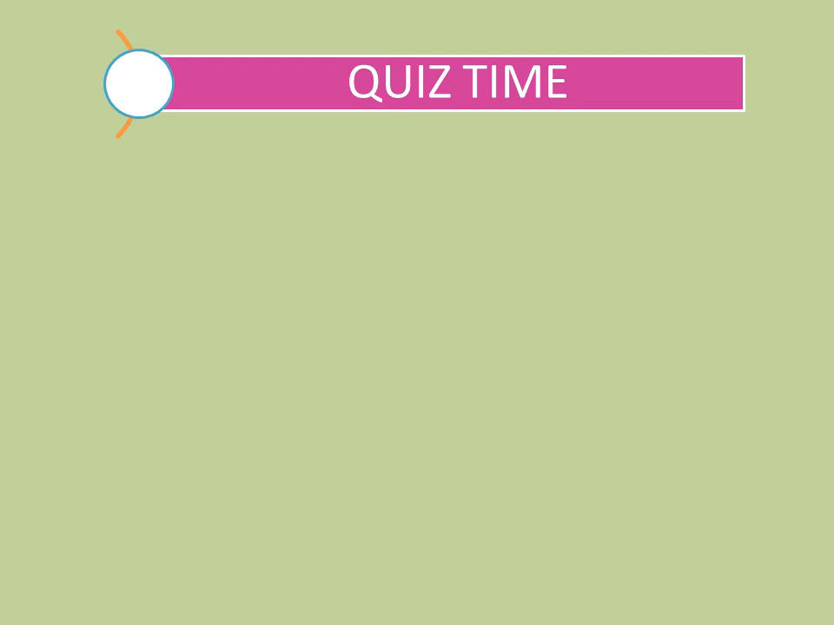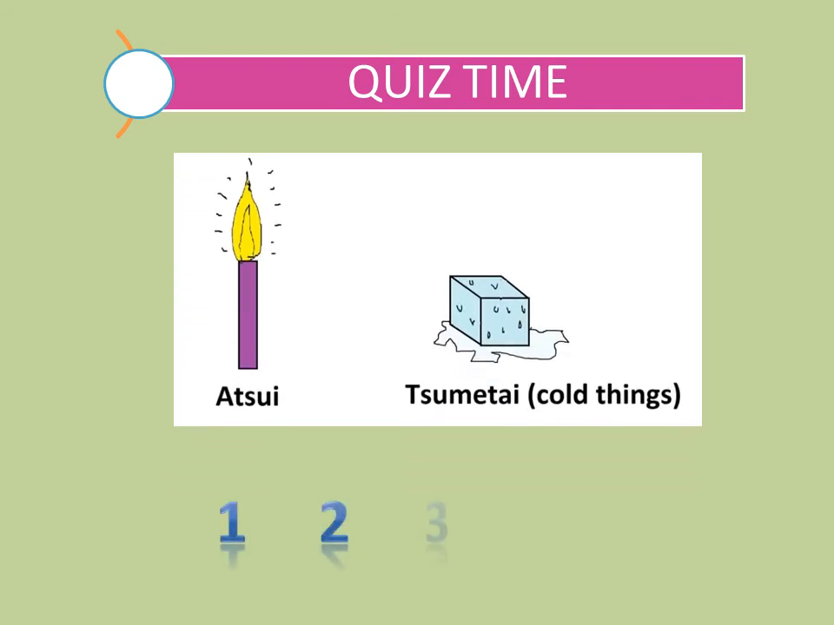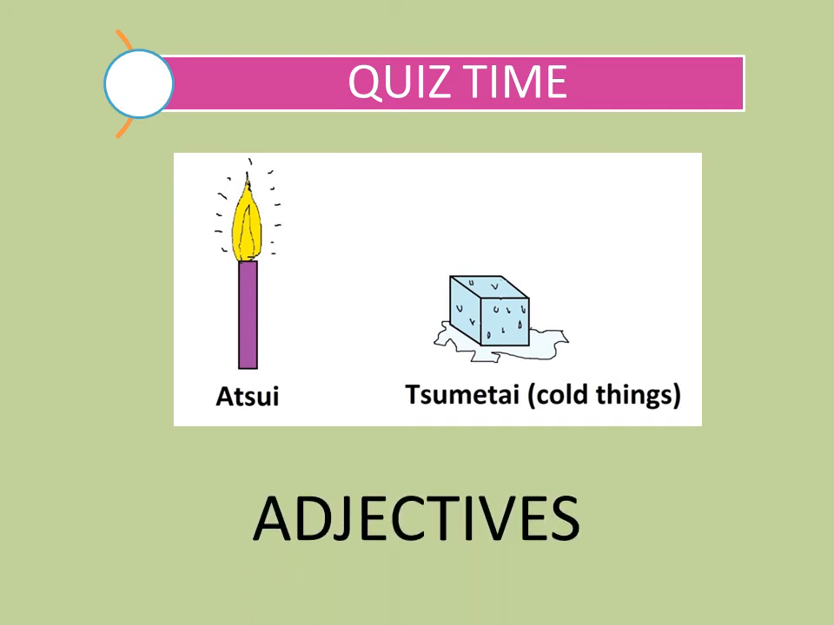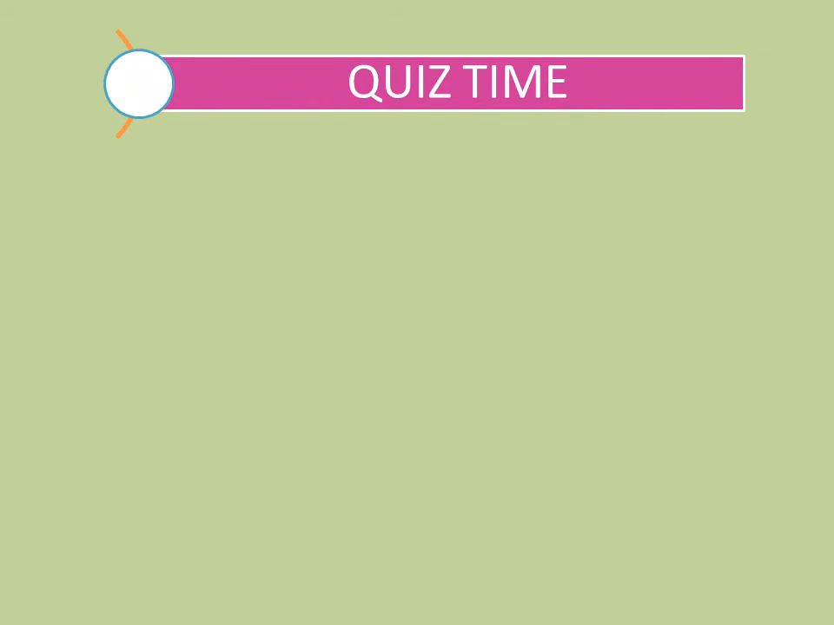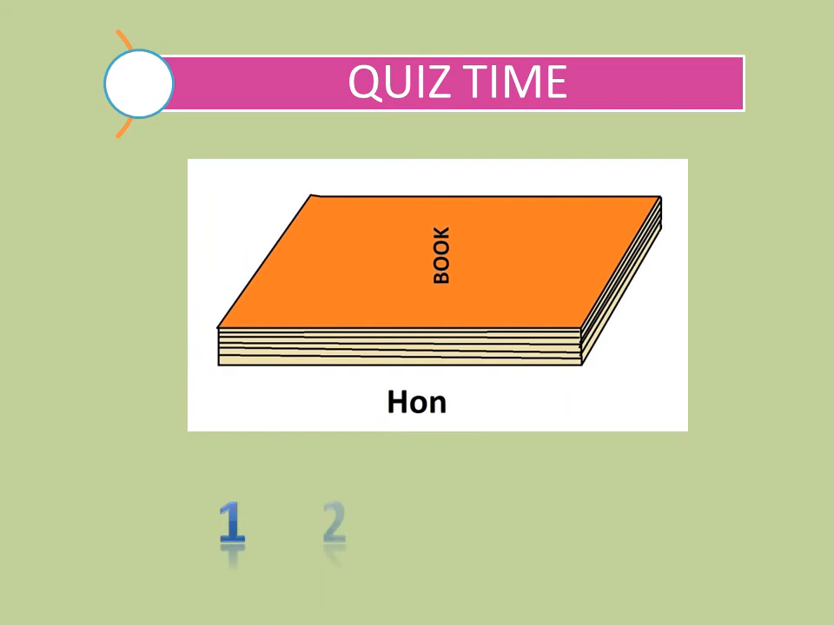So first up we have Atsui and Sumetai. Do you remember what these are? If you have answered them as adjectives, you are right. Next up, we have a book, that is hon. Do you know what part of speech it belongs to? If you thought it to be a noun, then you are correct.